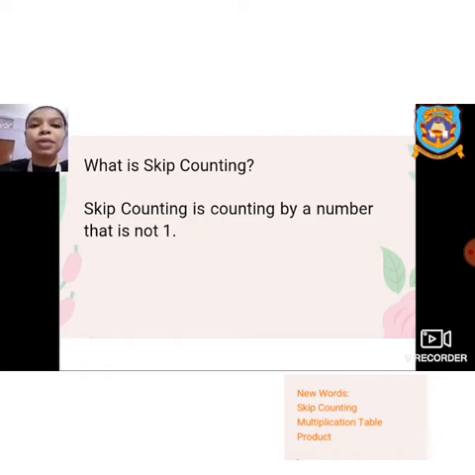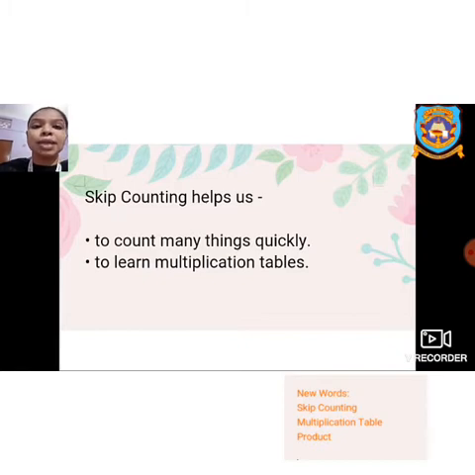Skip counting means when you jump from one number to another number, there are numbers in between, and there is a pattern. If you are skipping one number, in the next also you have to skip one number. Why are we using skip counting? How does it help us in real life? The first point is we can count many things quickly. We can count a large number of objects together. Skip counting also helps us to learn multiplication tables. So skip counting helps us not only to count many things quickly but also to learn the multiplication table.